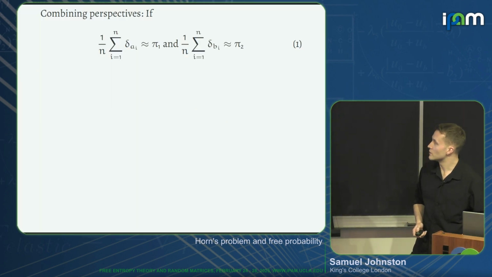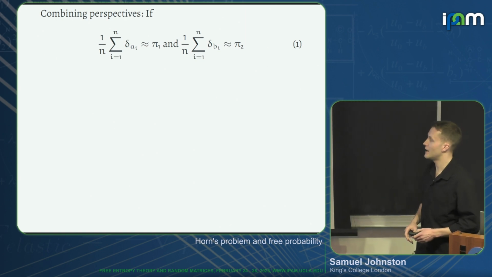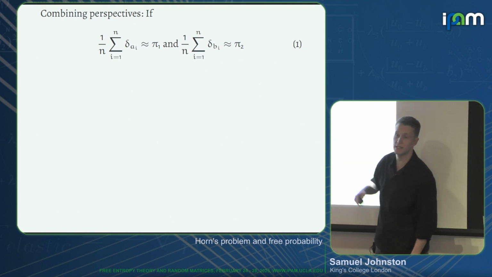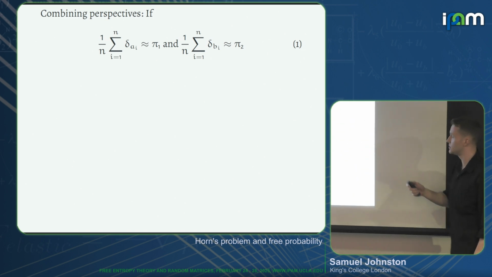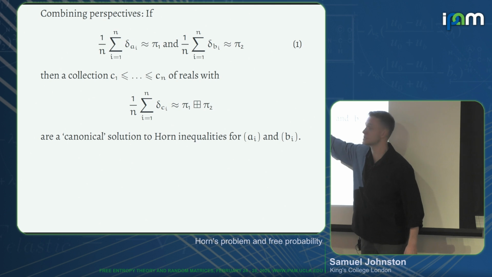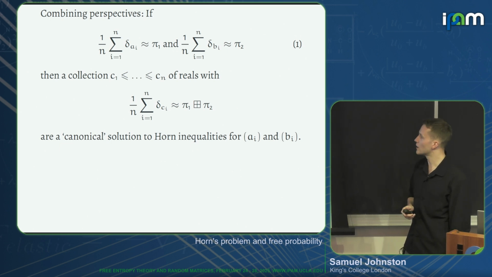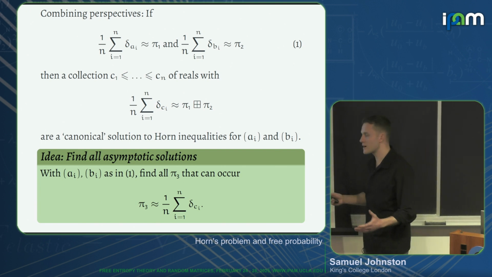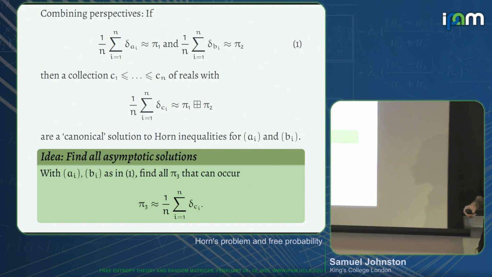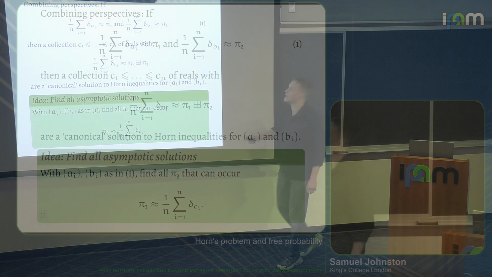Okay, so these asymptotic Horn inequalities, or limiting Horn inequalities. Well, combining perspectives on Horn's problem solved through Horn inequalities and the free probability version of Horn's problem suggests that if you take two bunches of real numbers, a_i approximating some measure pi1 and b_i approximating some measure pi2, then if you define, loosely speaking, a collection of reals, c_i, in such a way that they approximate this free convolution, then in some informal sense, they're a canonical solution to the Horn inequalities for a_i and b_i. And so the idea of this section is we want to find all probability measures pi3 that can occur as limiting solutions to the Horn inequalities for a_i and b_i, approximating certain measures pi1 and pi2. Okay, this is a bit imprecise. So let's make this a bit more precise.